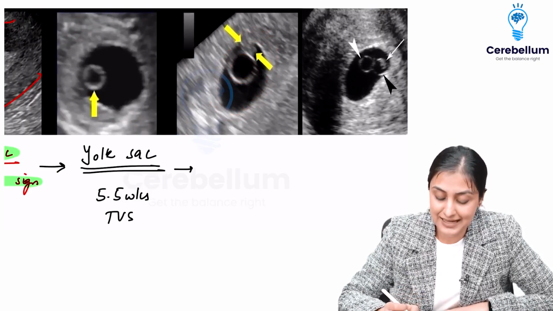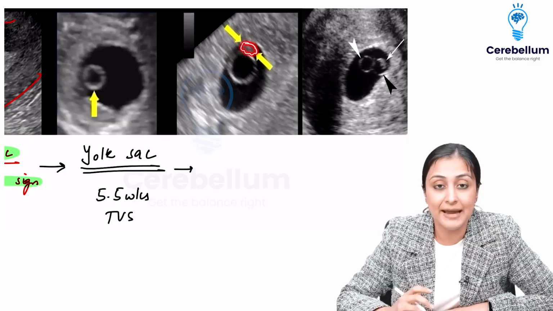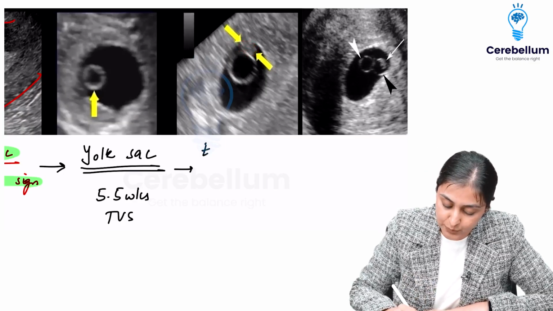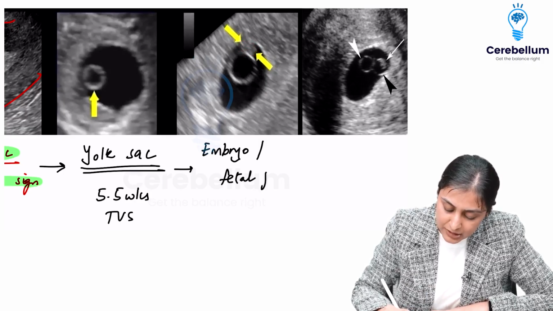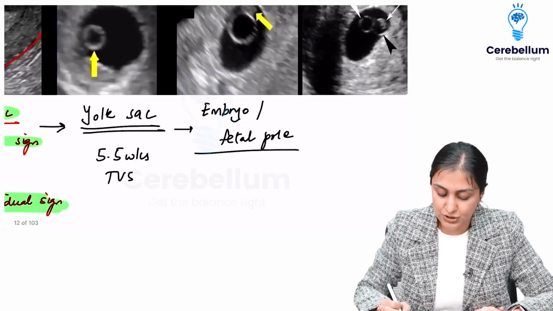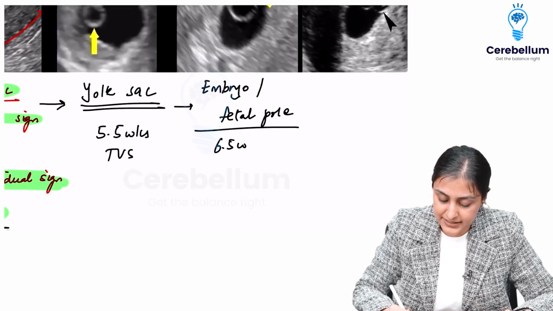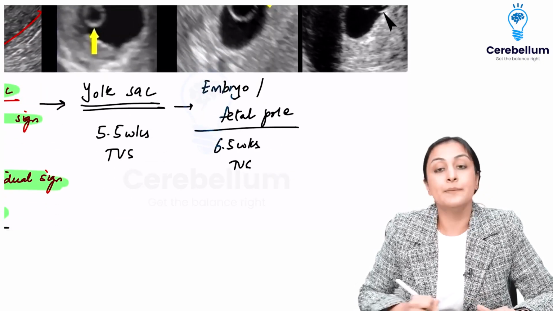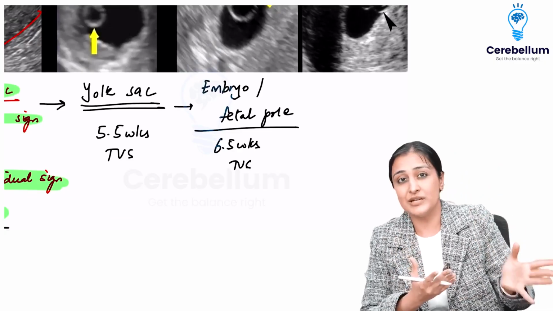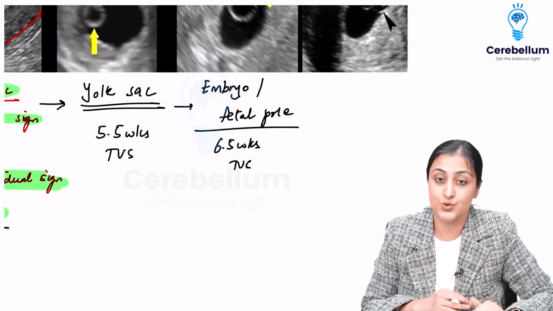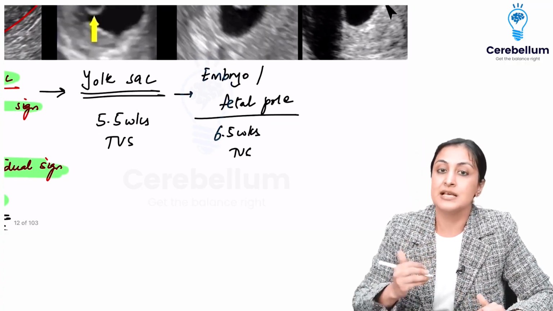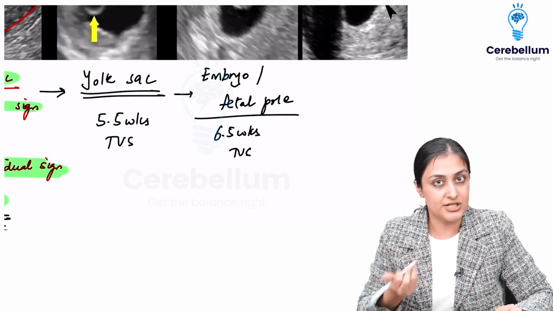This is the yolk sac, and what appears now is the embryo or the fetal pole. So this is the embryo or the fetal pole. The earliest you can see this on an ultrasound is 6.5 weeks, 1 week later. So you remember 1 week, 4.5, and then you just keep adding 1. Don't remember all values, okay? So at 6.5 weeks, we see the embryo and the fetal pole.